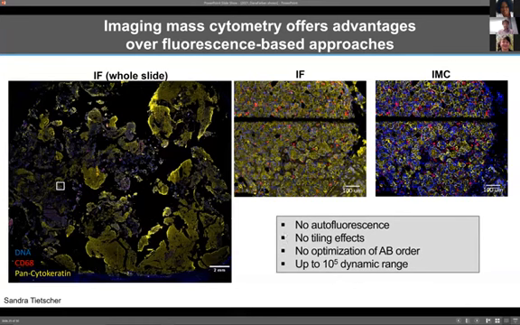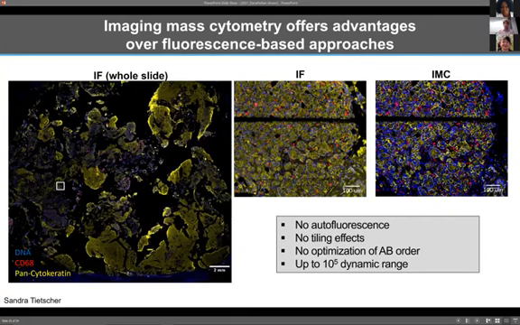Also, which you don't see here because it's zoomed out, there can be lots of tiling effects in fluorescent measurements. If you do serial fluorescent imaging, where you have to strip, stain, etc., you really have to optimize the antibody order. We are also doing this in collaboration with other groups, where we had to learn a hard lesson on that. And the dynamic range is a few hundred to about 1,000-fold higher in imaging mass cytometry compared to routine fluorescent-based techniques.